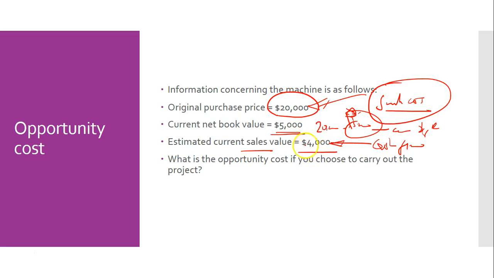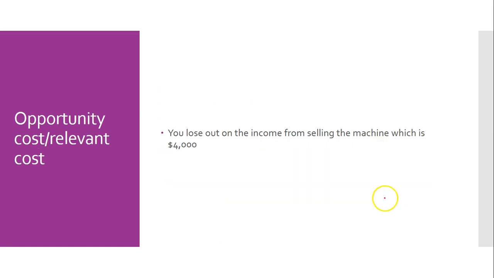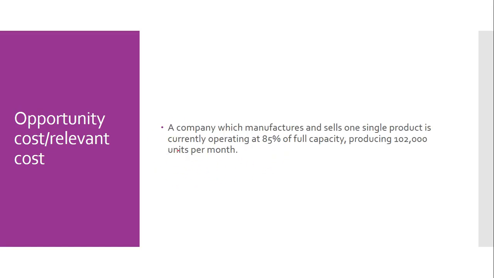So a project comes along, and the question is, what is the opportunity cost if we choose to carry out the project? If we carry out the project, we lose out on being able to sell our machine. So that product better bring us in more than 4,000. Otherwise, it's better off to just sell the machine and forget about it. So that's the opportunity cost: you lose out on selling the machine. Again, I highlight the fact that we're only focusing on cash positions. This is another example of opportunity cost.